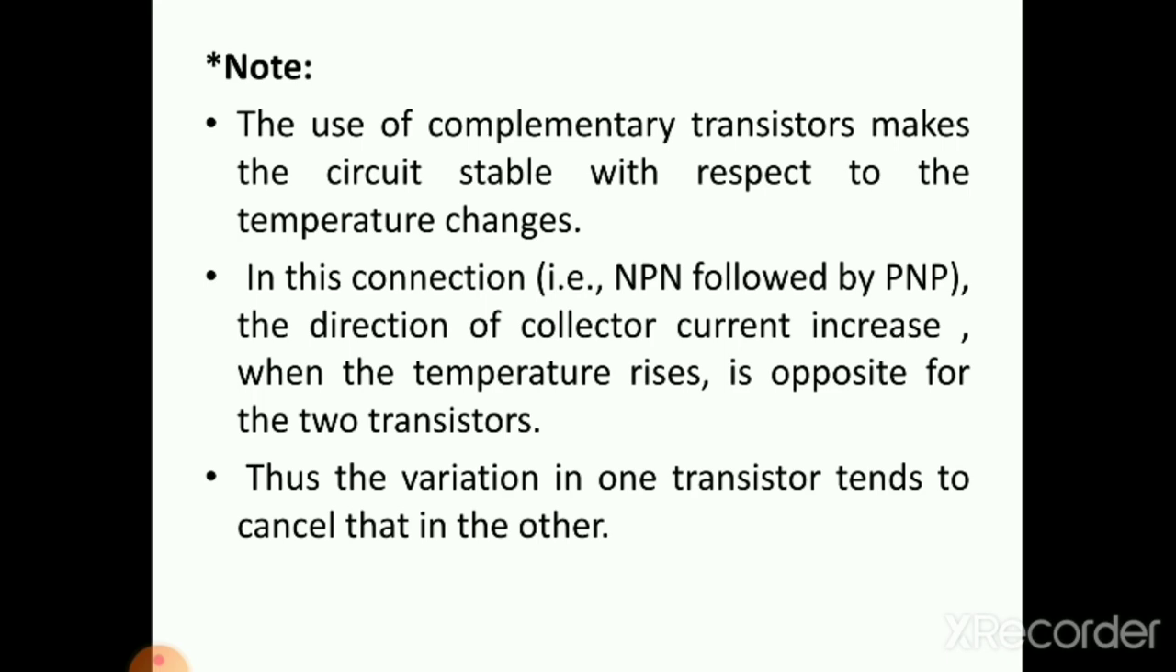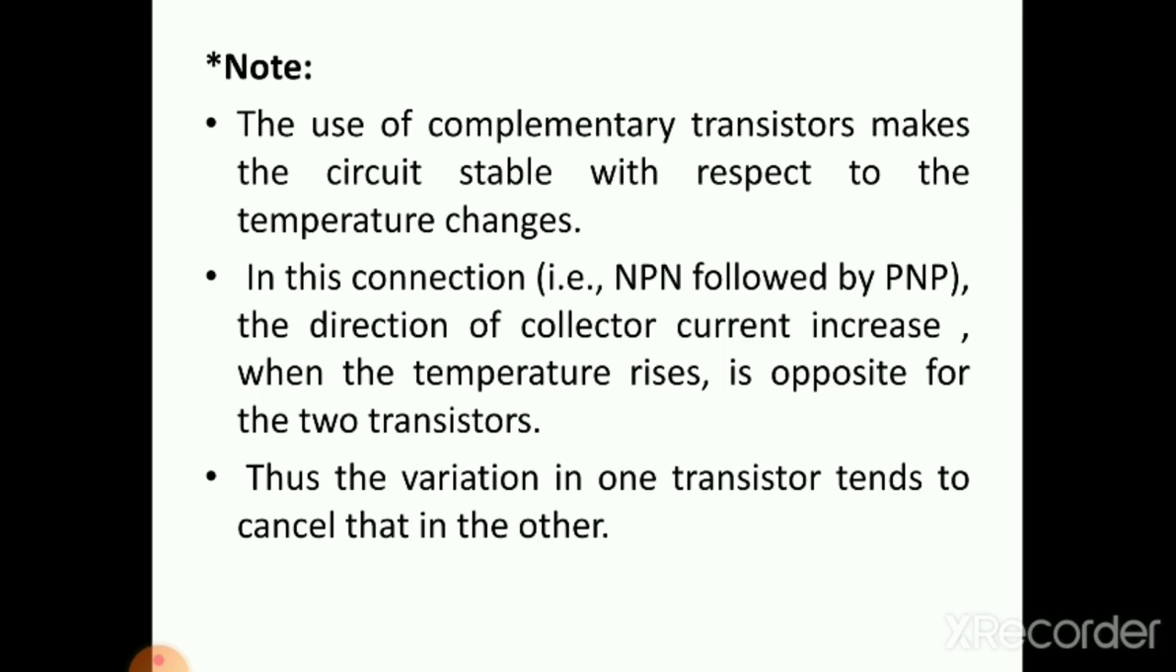So when a temperature change occurs in these complementary transistors, the collector current in one stage, that is NPN, increases and in PNP decreases. They will balance, they will cancel each other, so the circuit will remain stable. Thus the variation in one transistor tends to cancel that in another.